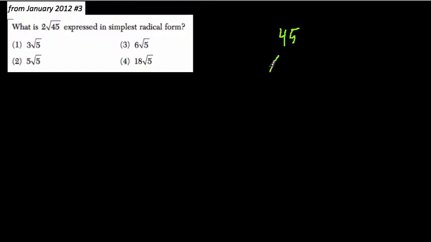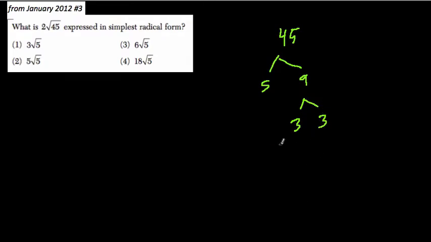Okay, so here they're asking us, what is 2 times radical 45, or the square root of 45, expressed in simplest radical form? They're saying, what perfect square factors can we pull out of this right here? So if we look at 45 for a moment, well, I can pull out any two factors, say it's 5 times 9, and I break it all the way down to its prime factorization.